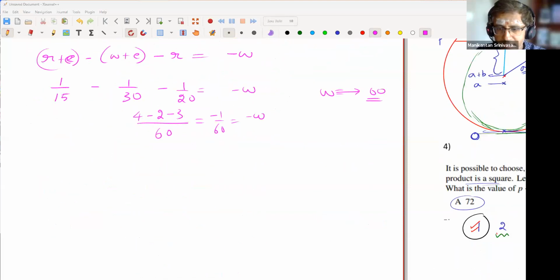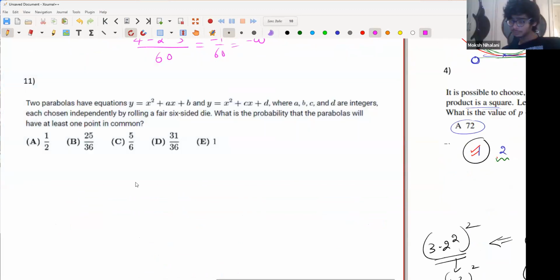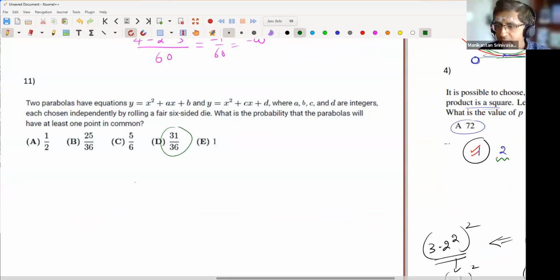Two parabolas. Moksh, what did you get on this one? The parabolas probability. 31/36. Which one? Say that again. D for donkey. D for donkey. 31 upon 36. Soham, you said you didn't have time to do it. Rahil, what did you get? Same, D. Dipra? Yeah, D only.